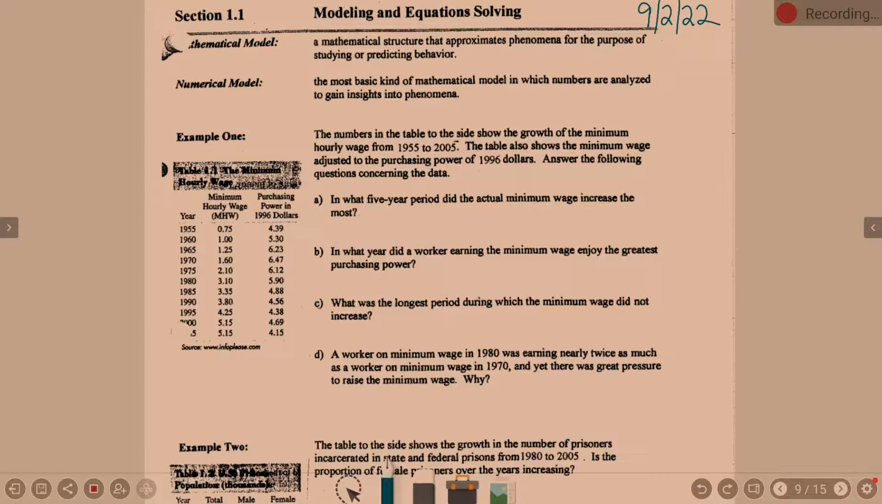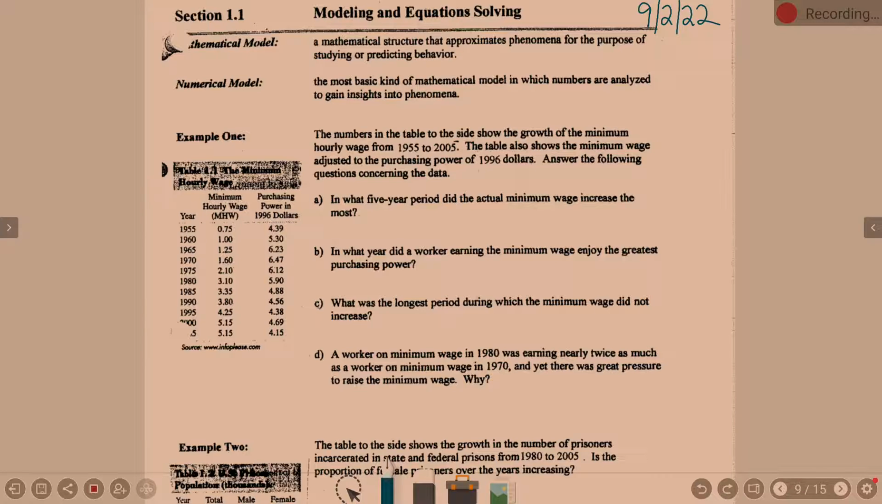Thus, we're looking at a table. So you have a table there, table 1.1, minimum hourly wage. The numbers in the table show the growth of the minimum hourly wage from 1955 to 2005. The table also shows the minimum wage adjusted to the purchasing power of 1996 dollars. Answer the following questions. So, in what 5-year period did the actual minimum wage increase the most?